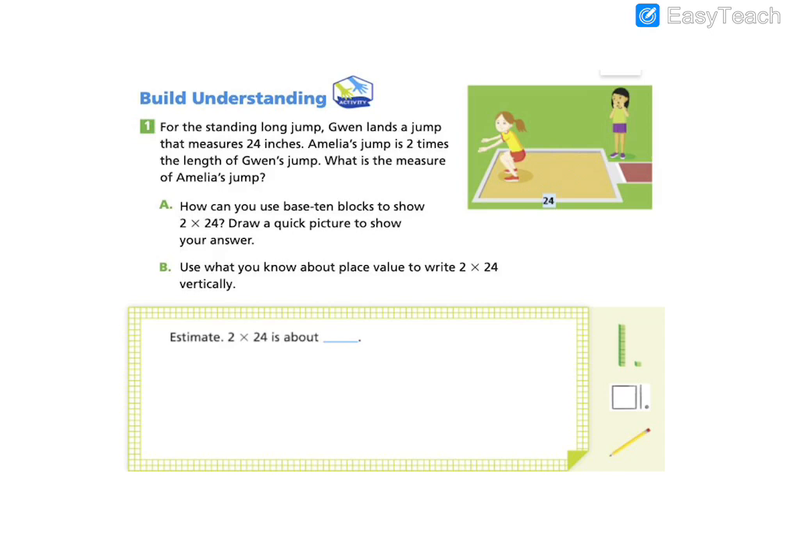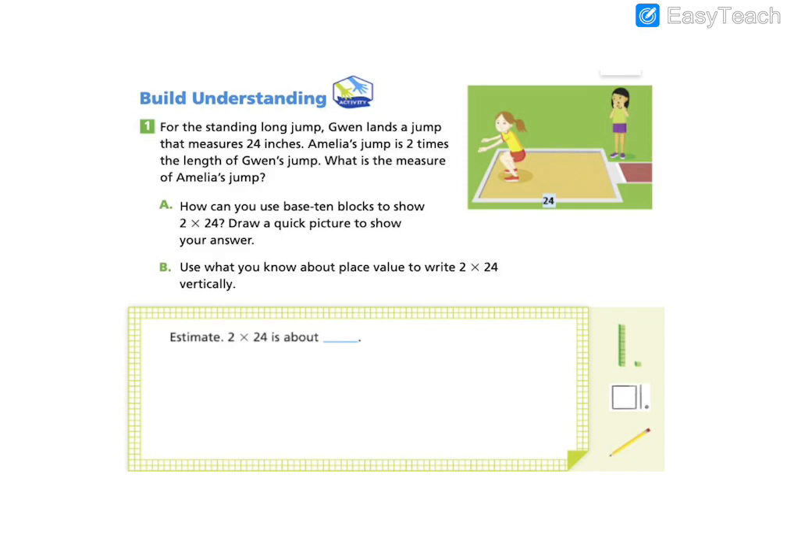Number 1. For the standing long jump, Gwen lands a jump that measures 24 inches. Amelia's jump is 2 times the length of Gwen's jump. What is the measure of Amelia's jump? How can you use base 10 blocks to show 2 times 24? Draw a quick picture. Use what you know about place value to write 2 times 24 vertically.